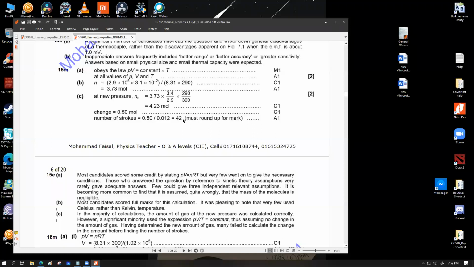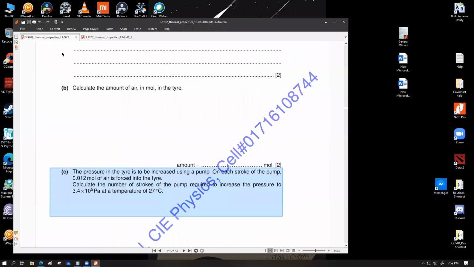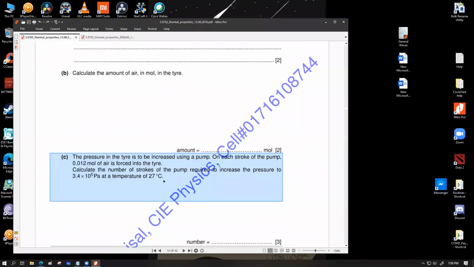Okay, so that's the point that I'd like to discuss. The actual number of strokes came out to be 41.48. Now here's the deal. If you numerically round this, the answer is supposed to be 41. But for the number of strokes to get to that pressure and temperature, you cannot use 41, because if you use 41, then you cannot achieve this pressure and temperature.